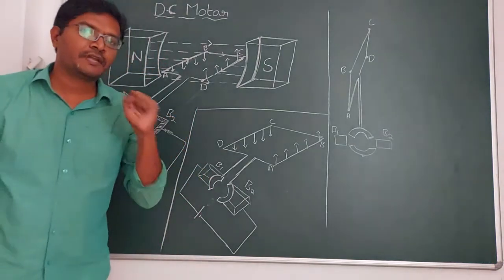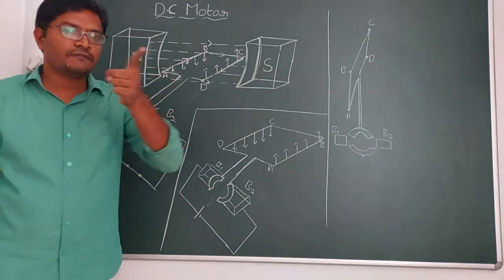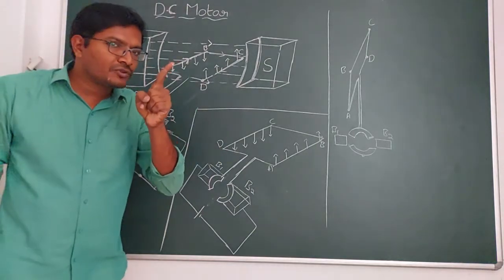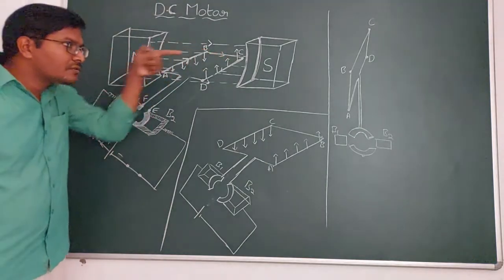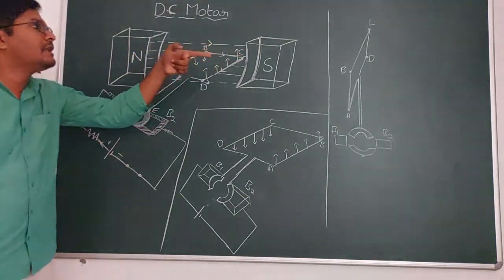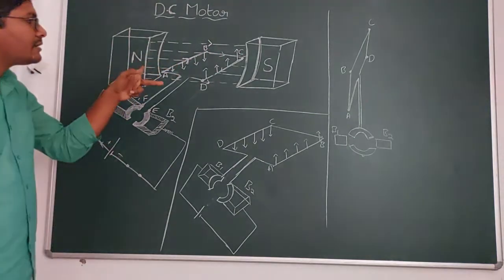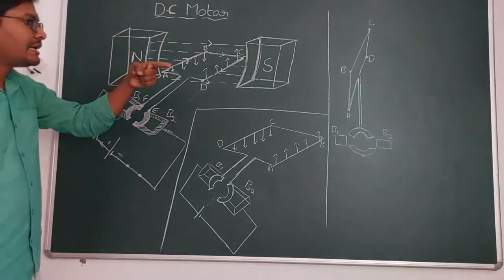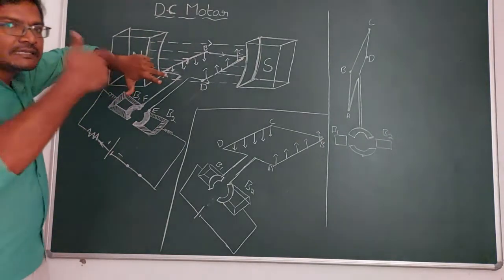What is Fleming's left hand rule? Stretch three fingers of your left hand such that the forefinger shows the direction of the magnetic field. Here the direction of the magnetic field is from north to south. This is the direction of the magnetic field and current is moving in this direction, that means into the board.